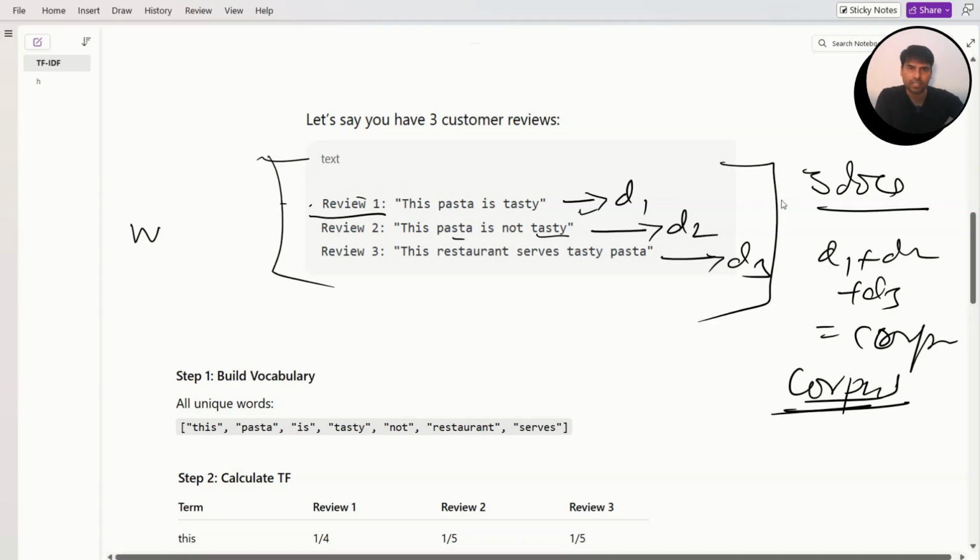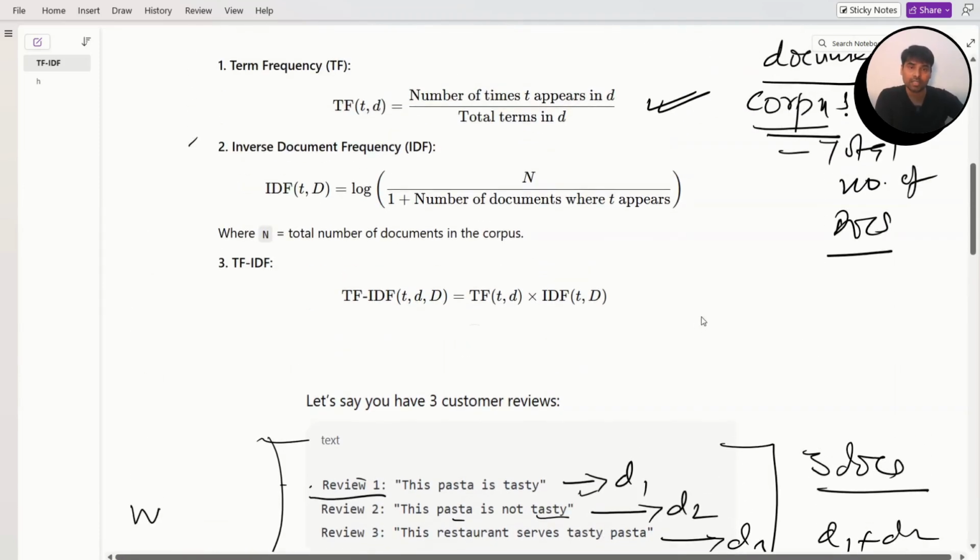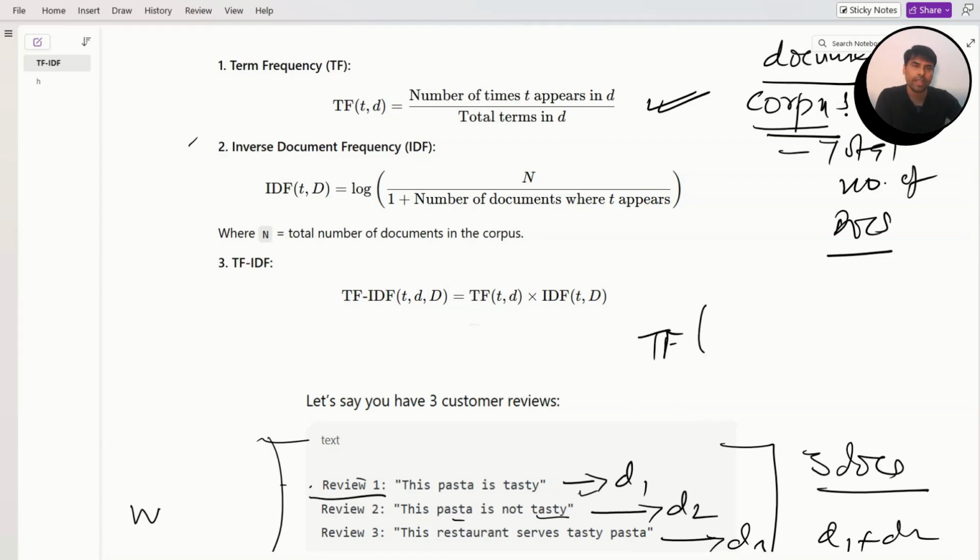So now how to find TF? With respect to these documents, let us find the TF. TF is very simple. To find the TF of any given term in a document, this is the formula: TF of any keyword T in a given document. So TF is local to a document. We always find TF in a given document for a given keyword, so it is always local to the document.